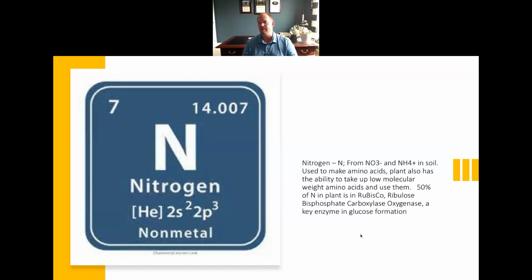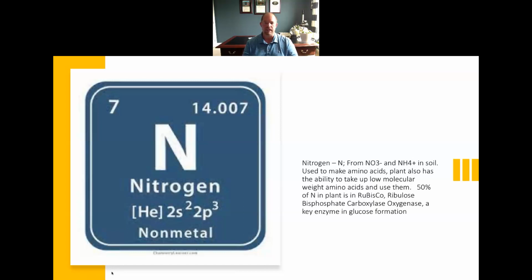The plant also has the ability to take up low molecular weight amino acids and use those instead of having to manufacture them themselves. So 50% of the nitrogen in plants is in the form of a catalyst inside the plant called rubisco, which is ribulose bisphosphate carboxylase oxygenase. This is basically a key enzyme or catalyst that's used in glucose formation. So 50% of the nitrogen that a plant takes up and uses actually gets dedicated to this.